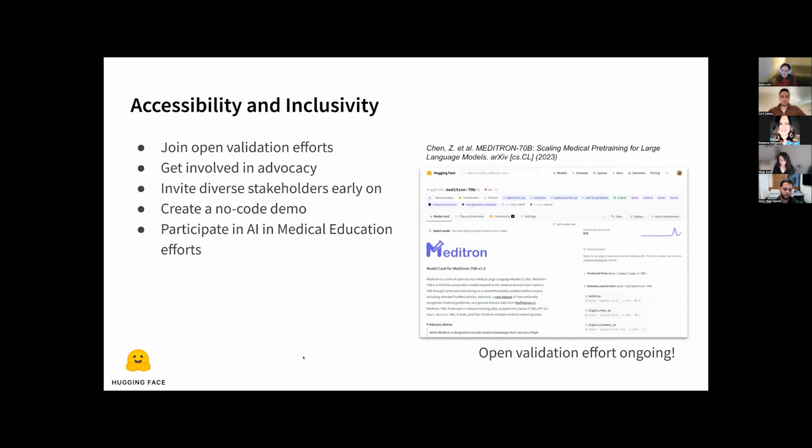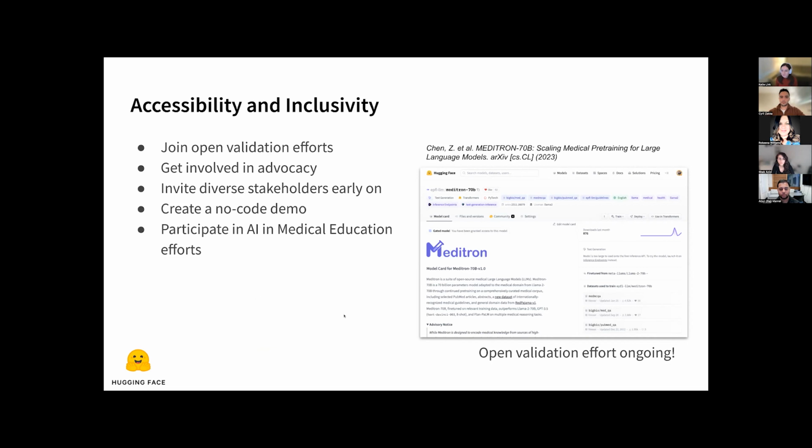There are a number of advocacy efforts for getting involved in health AI. If you're doing research projects, think about inviting diverse stakeholders early on, such as patients, clinicians, ethicists, researchers, engineers, and policymakers. Consider creating a no-code demo so that folks who don't have a technical background can access and evaluate your model. And if you're interested, consider participating in the different AI and medical education efforts so that clinicians can have a more practical understanding of how to work with large language models and other types of AI models.